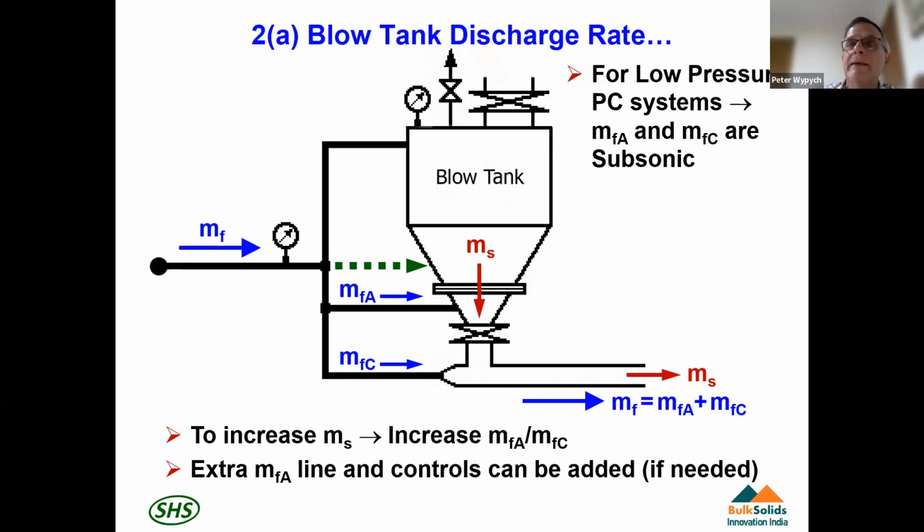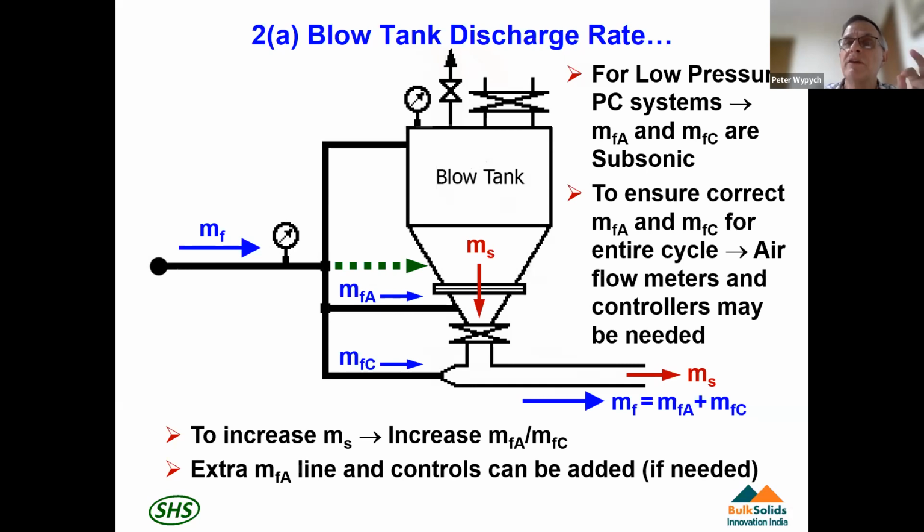And so really, to ensure that you've got the correct amount of aeration with respect to your conveying air, you really need to have good airflow controllers on your respective lines. And quite often what we're finding now, people are being convinced that we need to put some sort of flow meters in there as well.